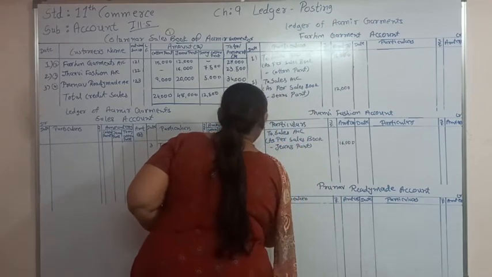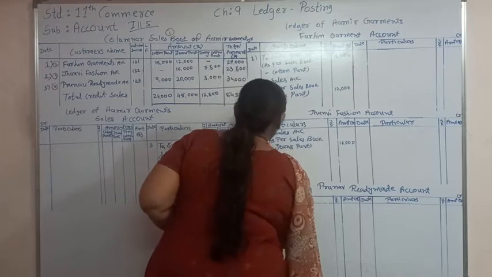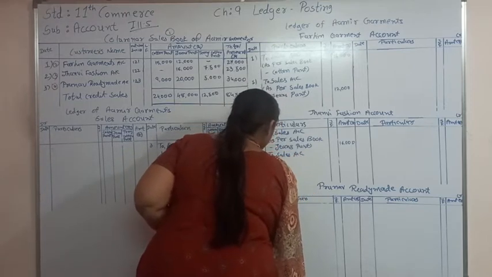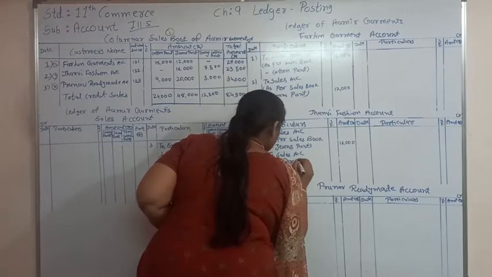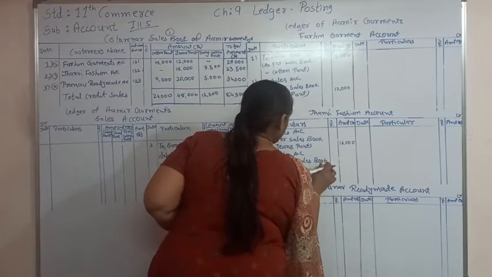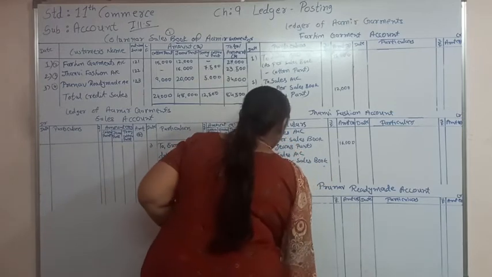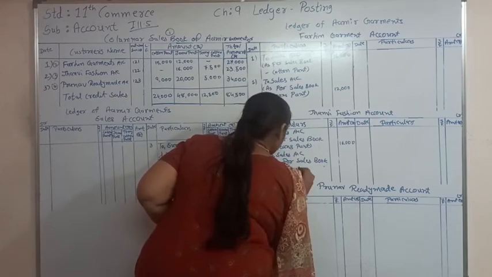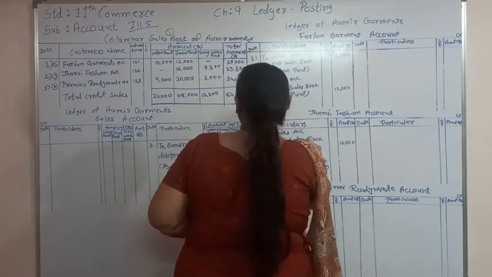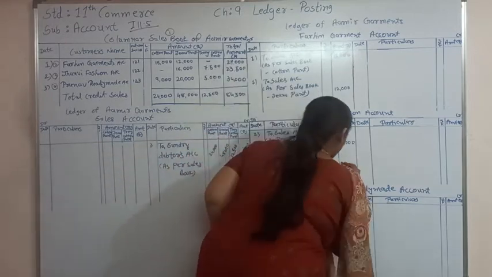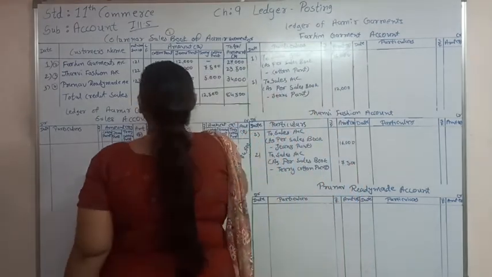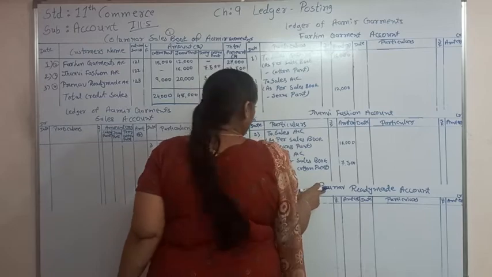Now, the next is terry cotton to sales account as per sales book, that is a terry cotton pant, and the amount is 7,500. So for that. Now let's see the third debtor, that is Pranav ready-made.